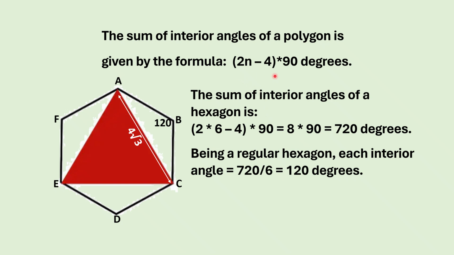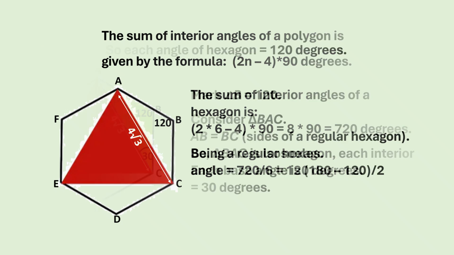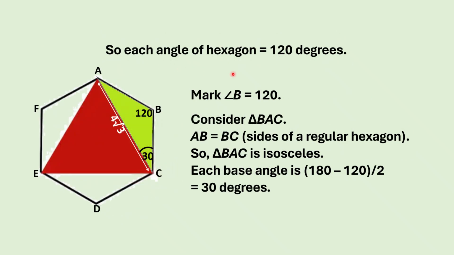Using the 2n minus 4 right angles formula, we get the sum of the 6 interior angles as 720. 2n minus 4, n equal to 6, so 2 into 6 minus 4 is 8 right angles, or 720 degrees. That is the sum of 6 interior angles. So each interior angle will be 720 by 6, or 120 degrees. We mark this angle 120 degrees. So we got each angle of the hexagon as 120.